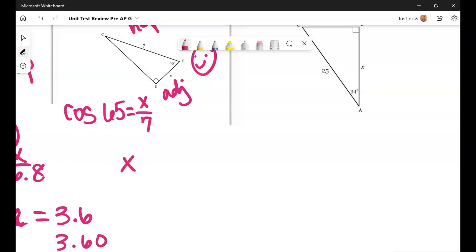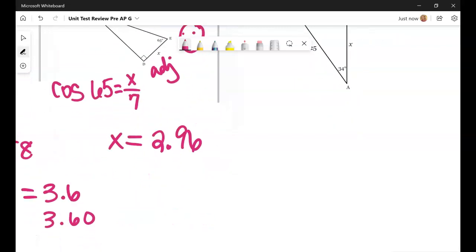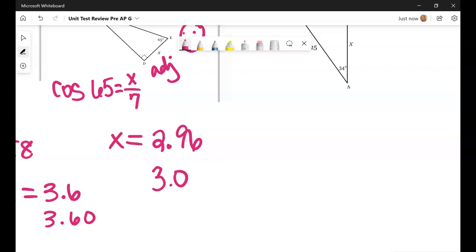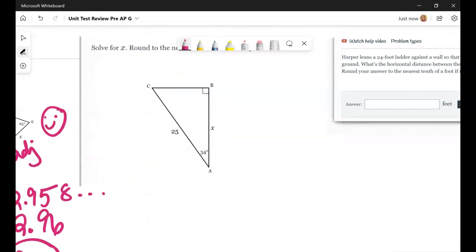And I'm going to get x to equal 2.96 if it's to the nearest hundredth. If it's to the nearest tenth, when you round this, you're going to get 3.0. It actually came out to be 2.958 on my calculator. The 5 is going to make the 9 go up. You're going to want to enter that as your answer.